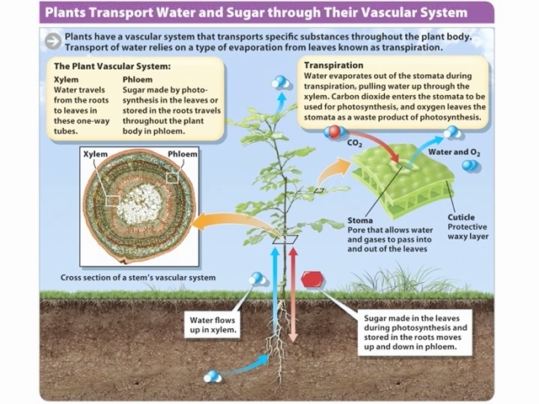So here is a cross-section of a stem's vascular system, where you see the phloem and the xylem. The xylem is where the water travels from the roots to the leaves in this one-way tube, and the phloem carries the sugar made by photosynthesis, which is going to be what really makes the body structure of the plant.